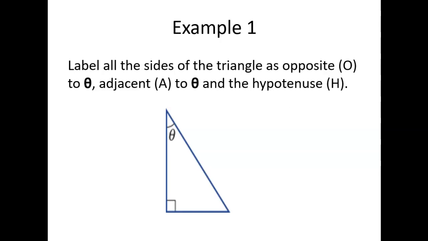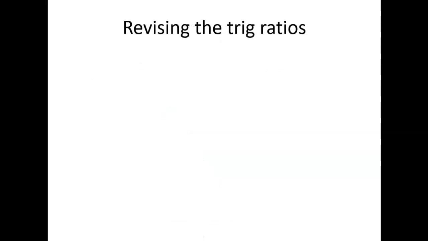All right, so first of all, let's label all the sides of the triangle as opposite. So opposite to theta, that's what this little sign is. Adjacent, A to theta, and the hypotenuse. Okay, so there's your hypotenuse, your longer side. O is your side opposite your angle, theta, and A is the side adjacent to your angle.